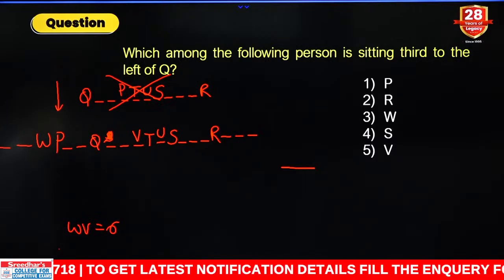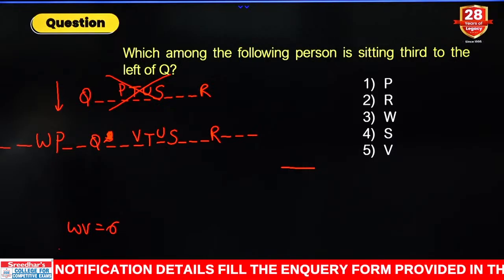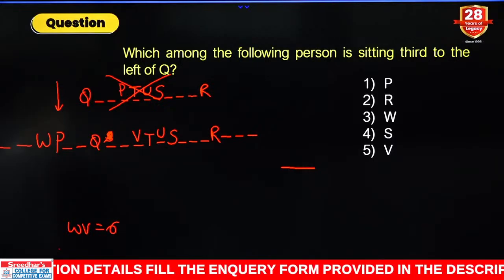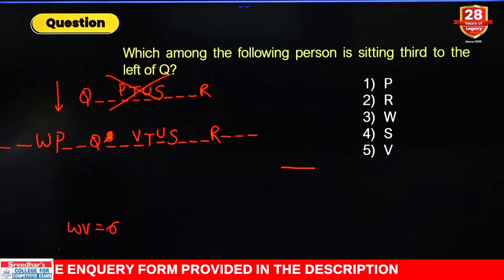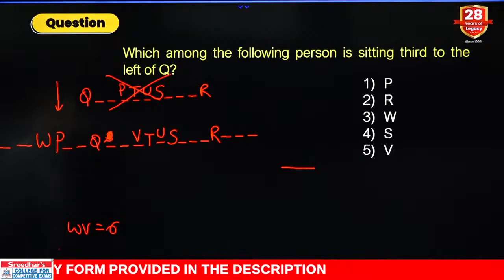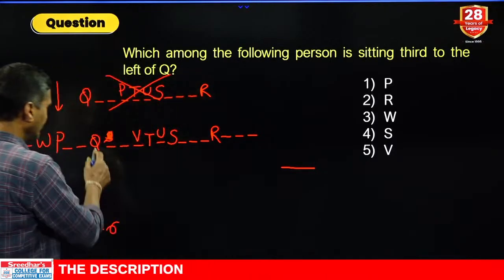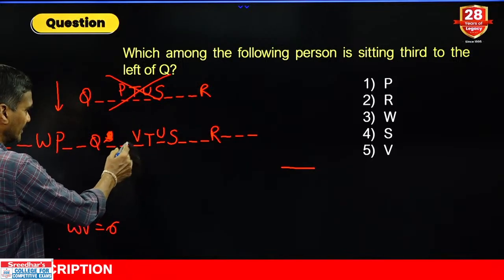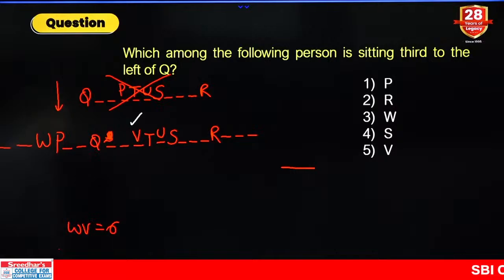My next question, just 13. Which among the following person is sitting third to the left of Q? Among the following, who is third to the left of Q? Q's left hand side means towards our right hand side. Who is that person? V. And V is here. V, that is choice 5. Okay? Yes, good. Choice 5.